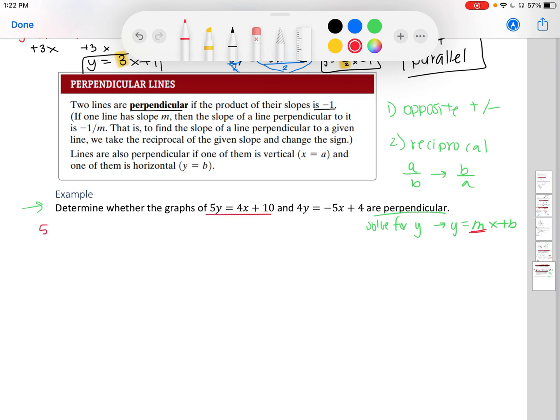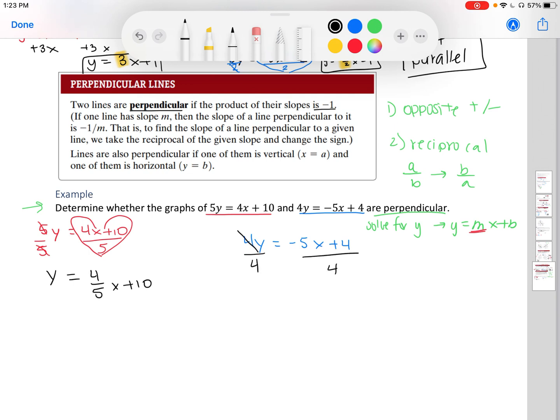So our first equation is 5y equals 4x plus 10. So I need to get y by itself. Let's divide by 5. We're left with y equals 4 over 5 x plus 2. All right, now that second equation, 4y equals negative 5x plus 4. Let's get y by itself. Let's divide by 4. We're left with y equals negative 5 over 4 x plus 1.